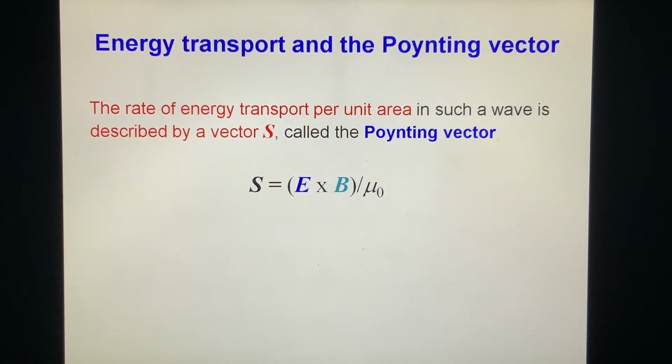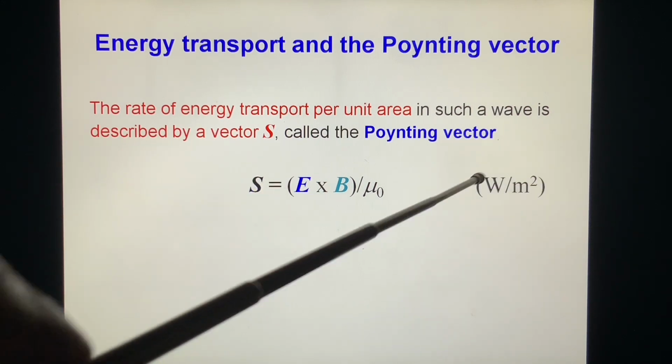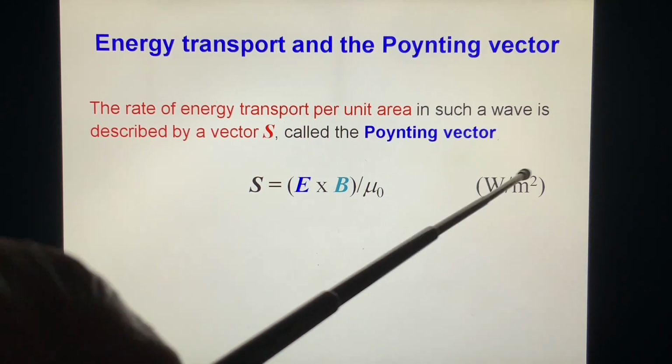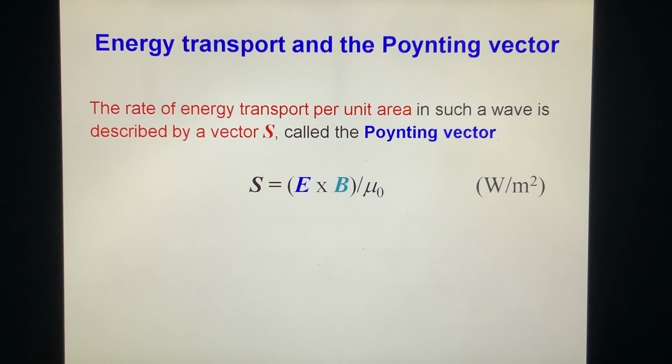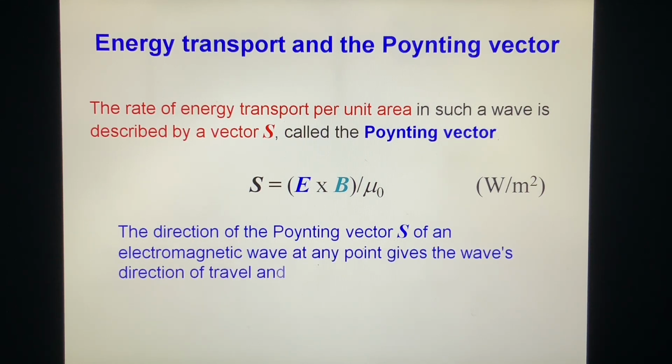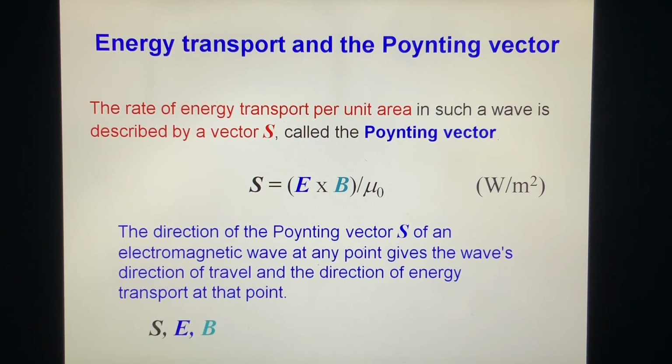We will prove it. E cross B is the direction. This is a W. What is it? Energy per second per unit area. The direction of the Poynting vector S of an electromagnetic wave at any point gives the wave's direction of travel and the direction of energy transport at that point. And S, E, B here are instantaneous values.